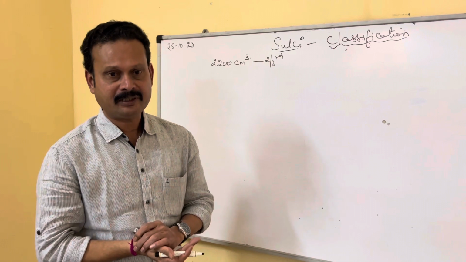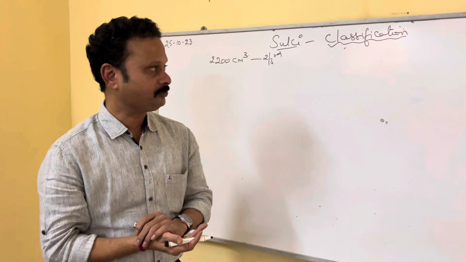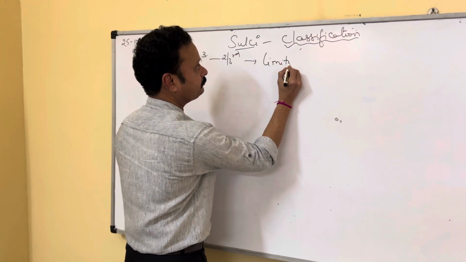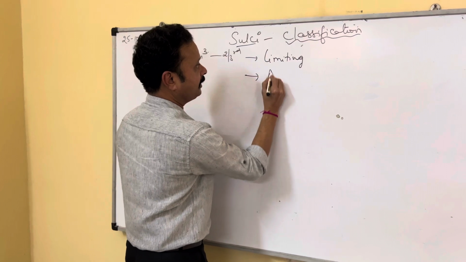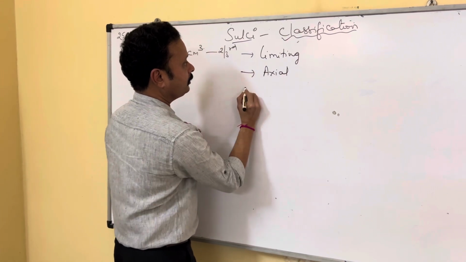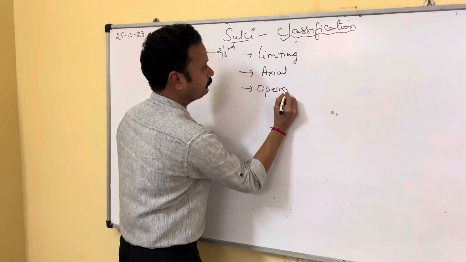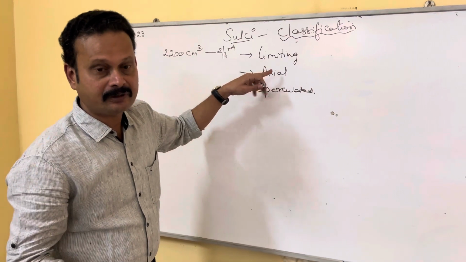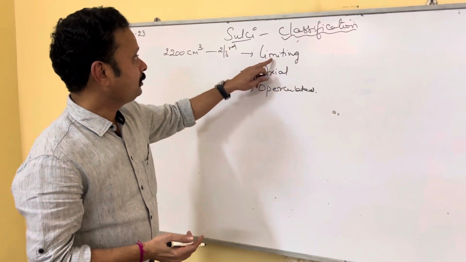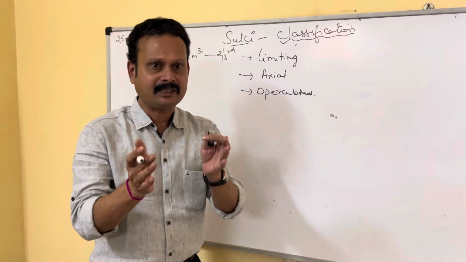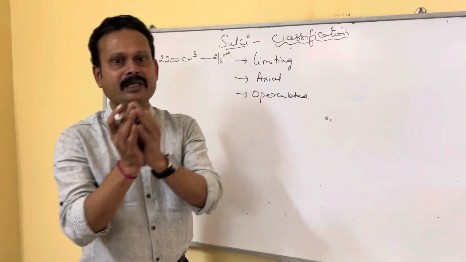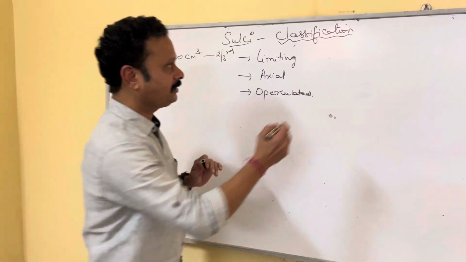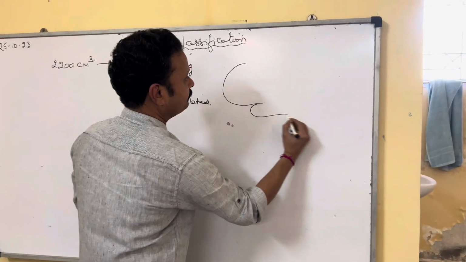According to the functional distribution, these sulci are classified into limiting, axial and operculated. Limiting sulcus means any sulcus which divides the motor area from the sensory area, and the classical example is the central sulcus.